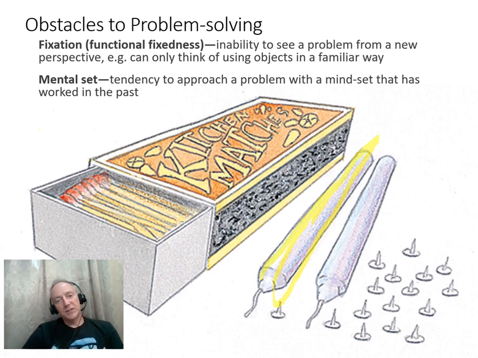Another common obstacle to problem solving is getting stuck in a mental set. A mental set means you did something in the past sort of similar that worked. And now, even though you're in this new situation, you use what worked before. And what worked before might not be the right thing to do in this current situation.